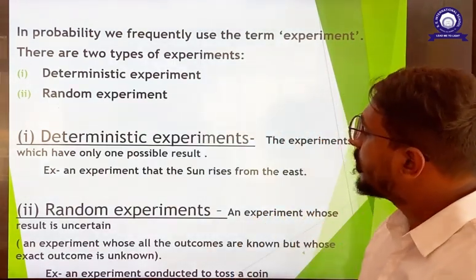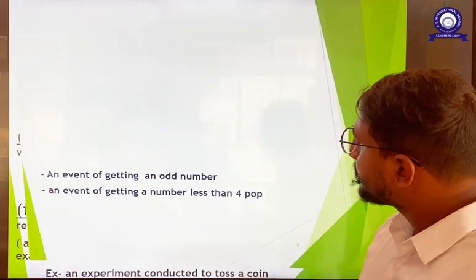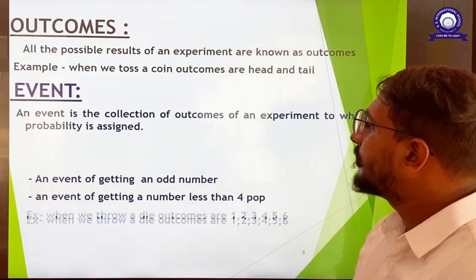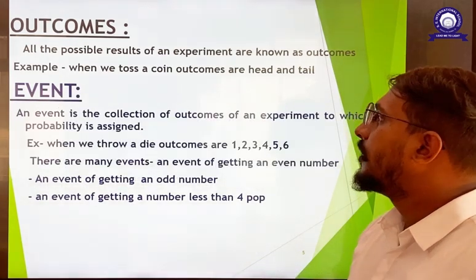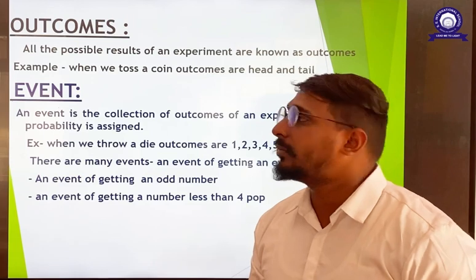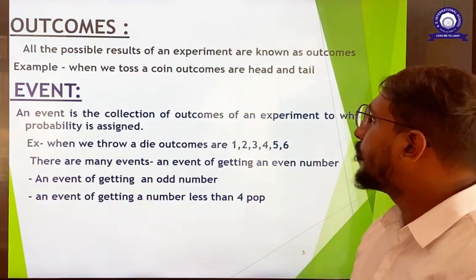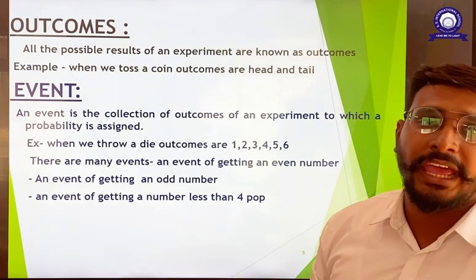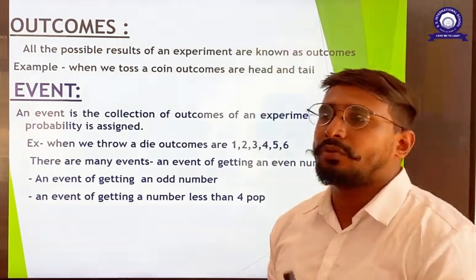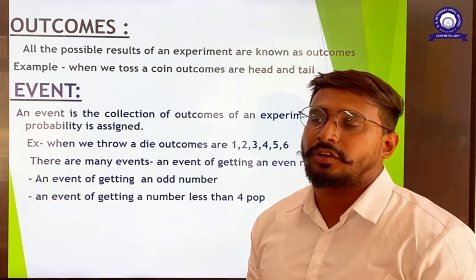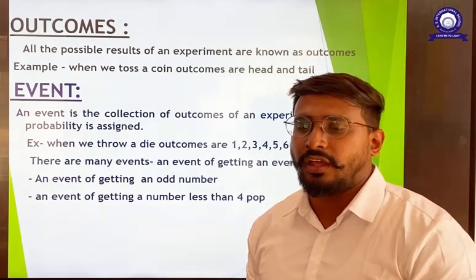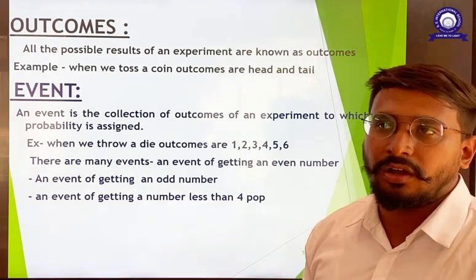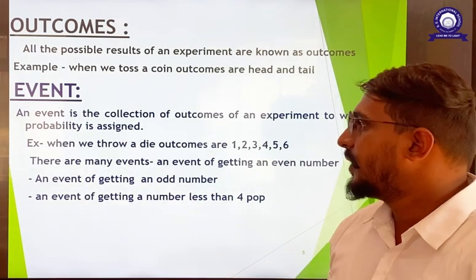Okay, moving forward, some examples. Outcomes: all the possible results of an experiment are known as outcomes. Example, when we toss a coin, outcomes are head and tail. Outcome means what the result will be. When we toss a coin and it falls on the ground, the upper face will show either the head or the tail.